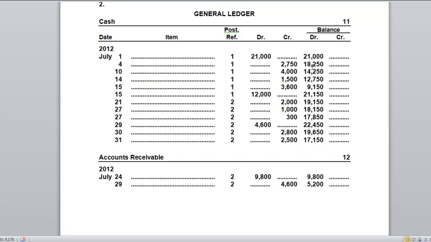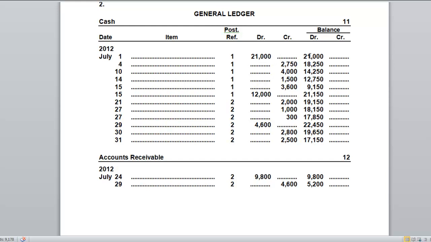So we're keeping tabs of the balance all the way to the bottom. And as of July 31st, we can see that the balance is $17,150. Okay, so this is where we show, based on the journal entry, did the journal entry say we had a debit or a credit? So if it was a debit, it goes in this column. If it's a credit, it goes in this column. So basically all we're doing is taking the information from the journal and putting it here in a second place.